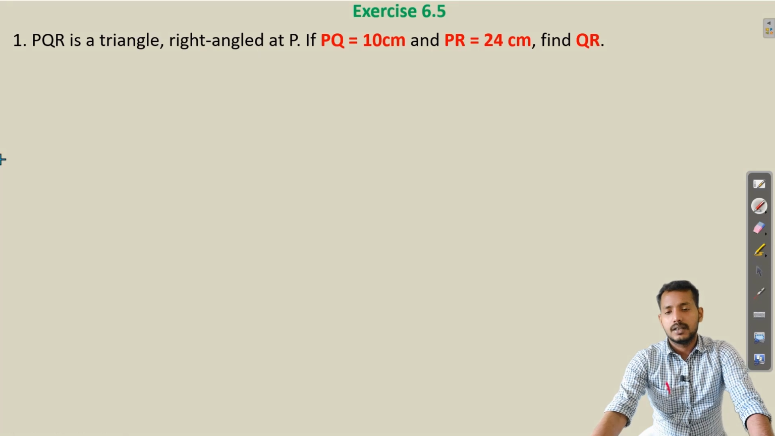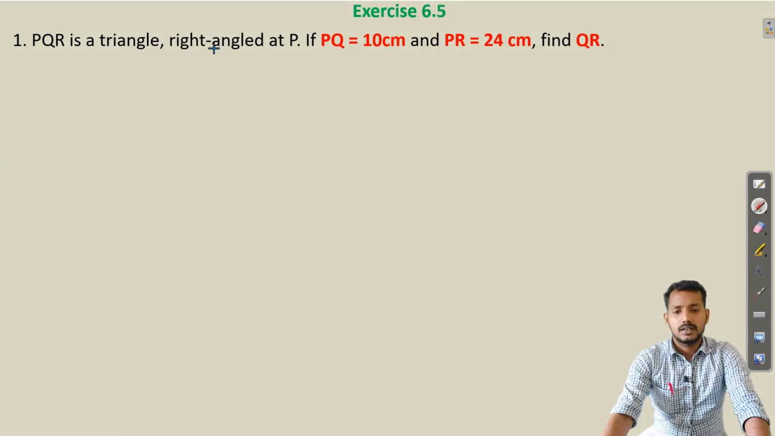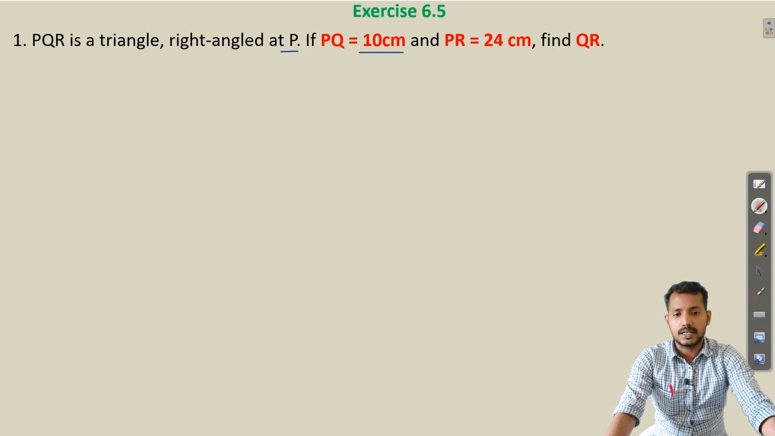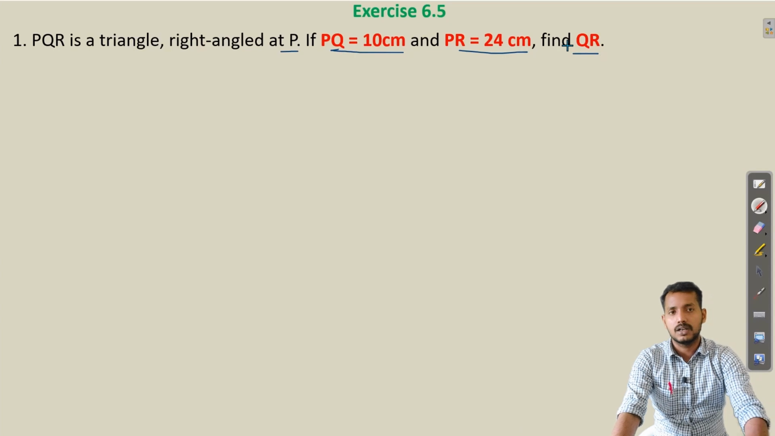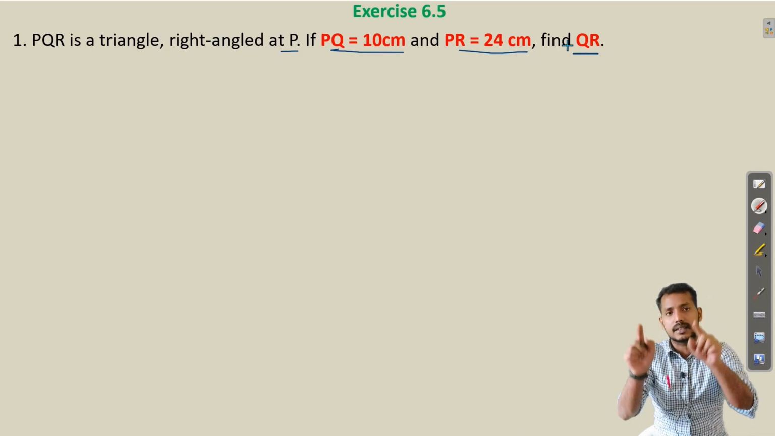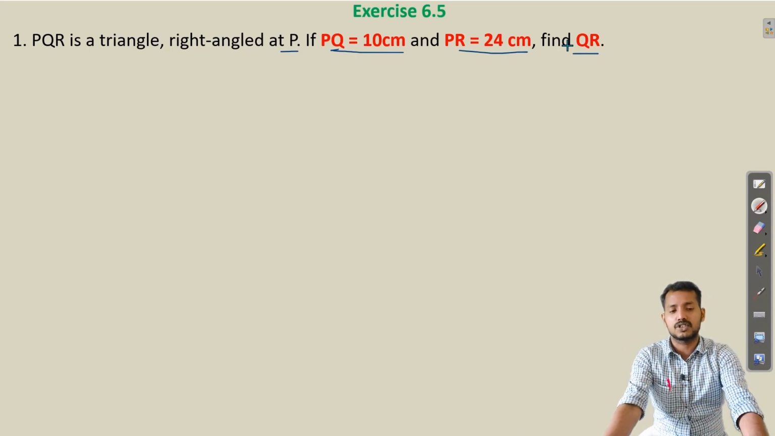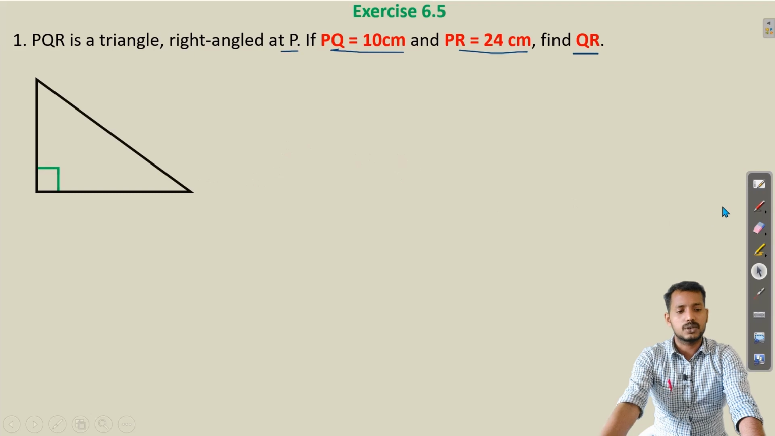Here see that PQR is a triangle, right angled at P, very important. PQ is equal to 10 centimeter, PR is equal to 24 centimeter, find QR. So first you have to draw a right angled triangle with the given measurements. You already know how to draw a right angled triangle, so I am not going to explain that one.